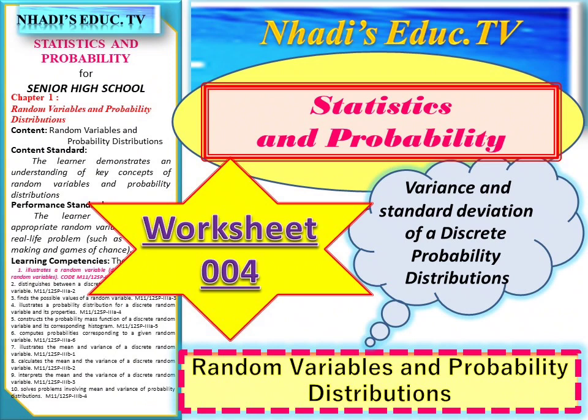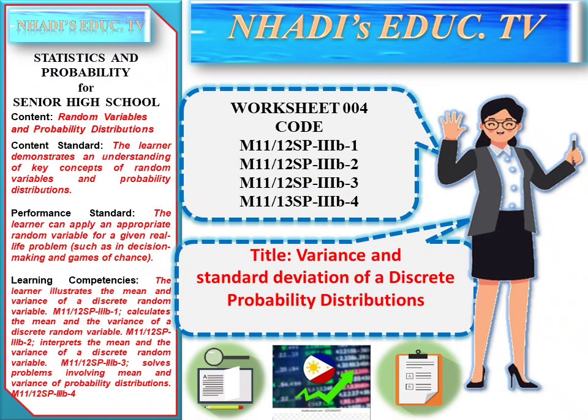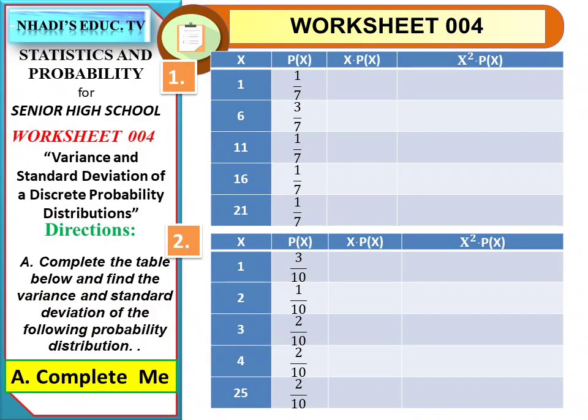This is now your worksheet number 4 with the title Variance and Standard Deviation of a Discrete Probability Distribution. This worksheet number 4 will cover the 4 parts: 1, 2, 3, and 4. Let us dive into worksheet number 4.